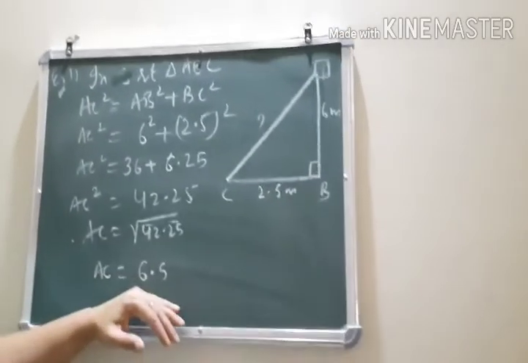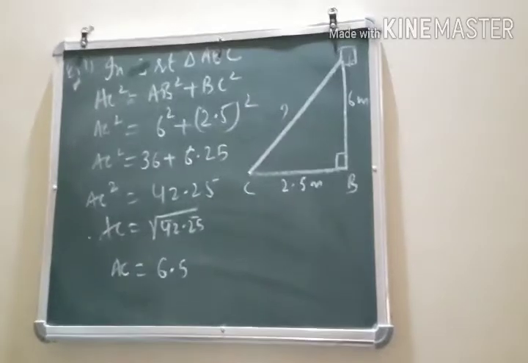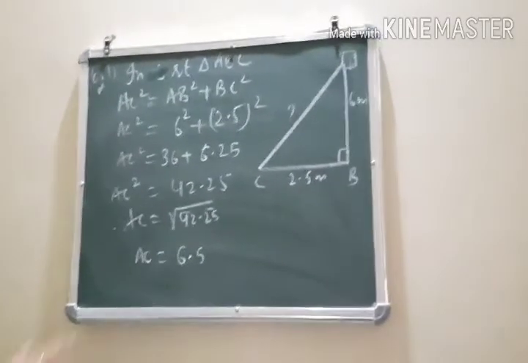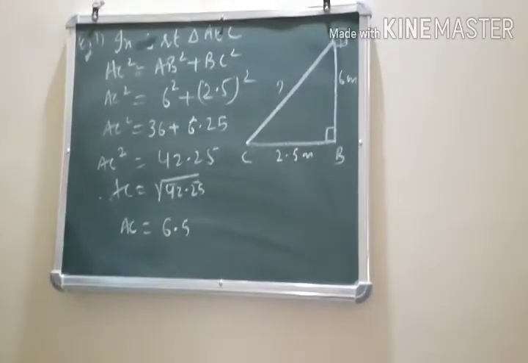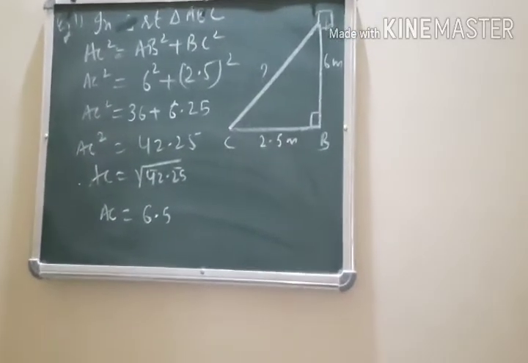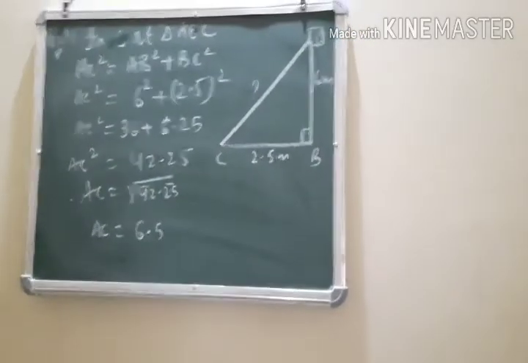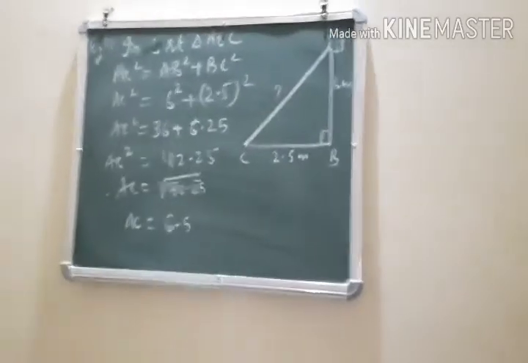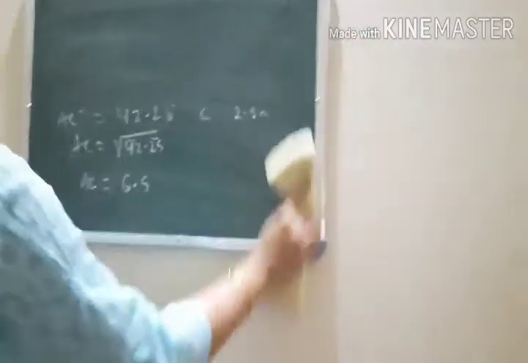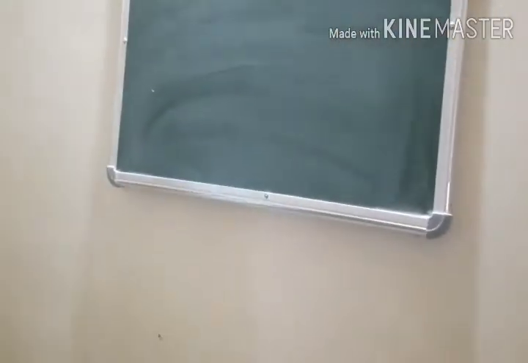If you do not want to do it this way, you can do it with long division or prime factorization also. Just find the square root. Okay? So this was example number 11. Let's move to example number 12. Example number 12 now.